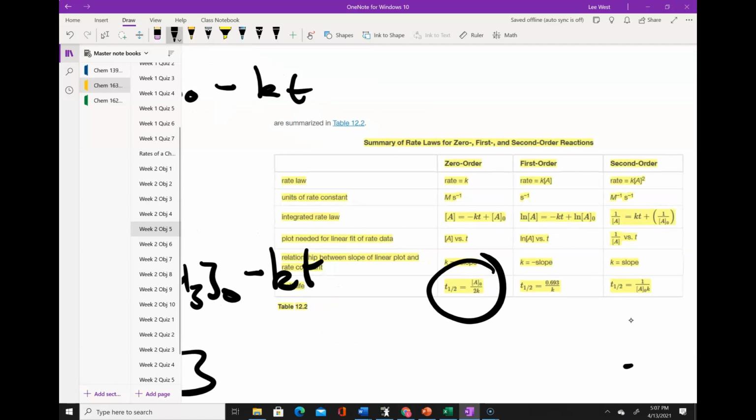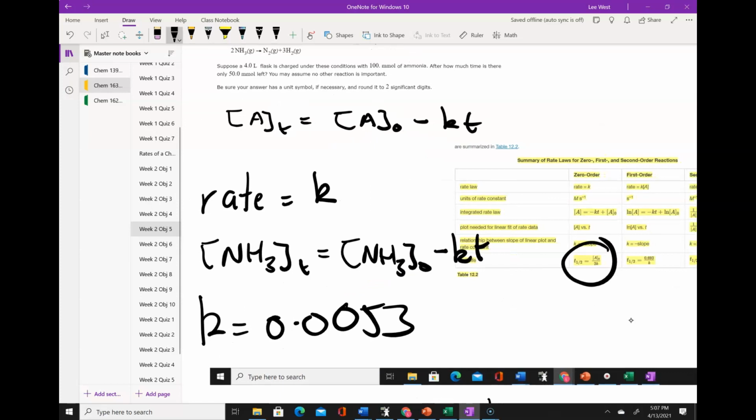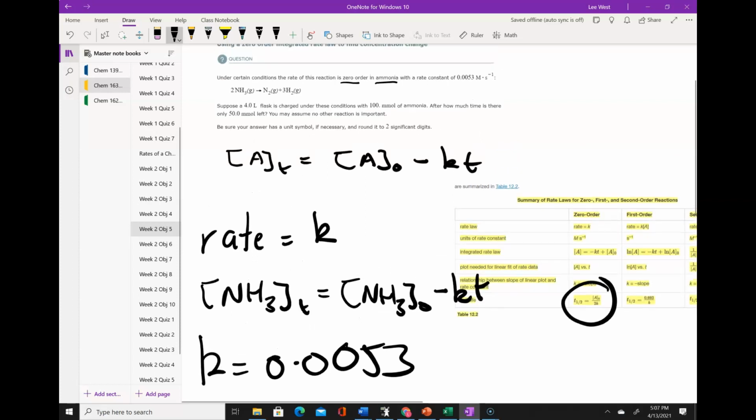Now if I wanted to, I could calculate t half. You see that? Because I've got the formula there for it. After how much time is there only 50 millimoles left? So let's read this again. Suppose a 4-litre flask is charged under these conditions with 100 millimole. After how much time is there only 50 millimole left? So what are they giving me? They're giving me the original concentration. They're giving me k. They're giving me the concentration at time t, and they're asking me to solve for t.